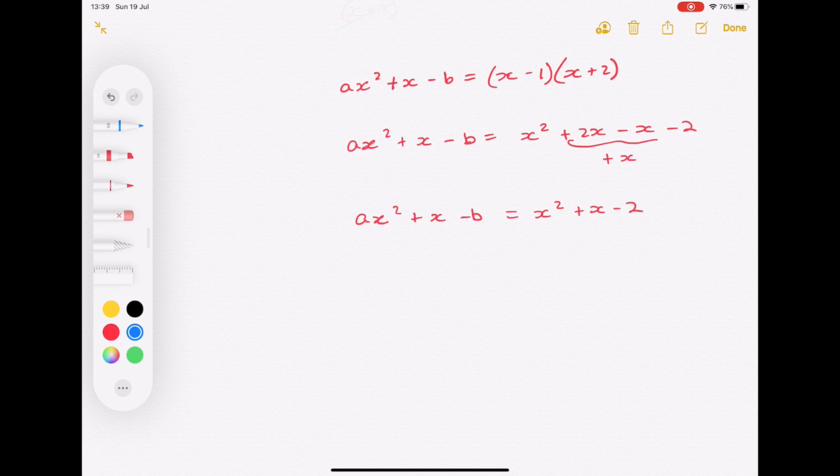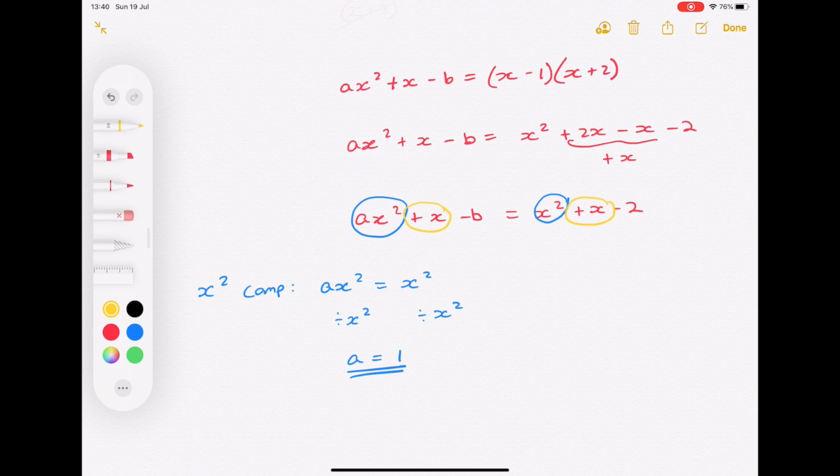So now, here we go. This is now the same level as the other questions that we've been doing today. But as we've been doing, let's first compare the x squared terms together. So on the left we have ax squared, and on the right we have x squared. That means when we compare them, they must be equal to each other because of this equal sign. And if I divide both sides by x squared, I end up with a equals 1.